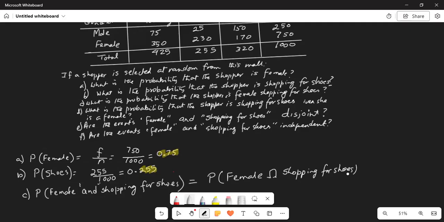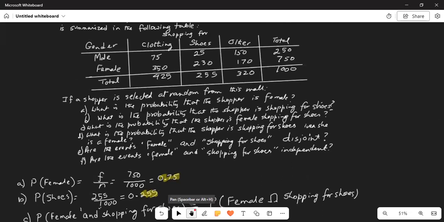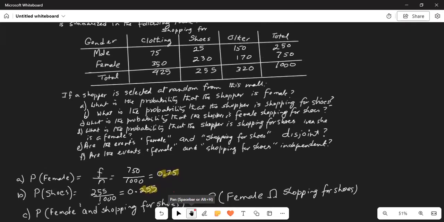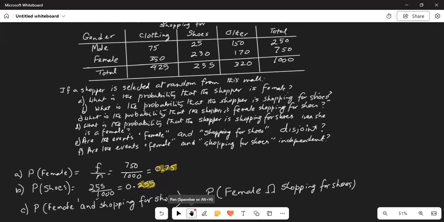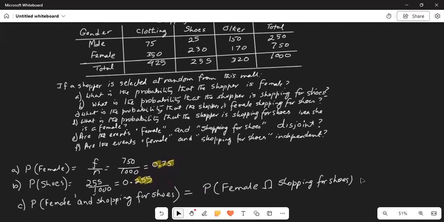Since the female category is in the second row, you draw a horizontal line through female and a vertical line through the shoes column, and they intersect. That is where female and shoes, those two, intersect. That number is 230, divided by sample size 1000, which is 0.23. So this is female and shopping for shoes.